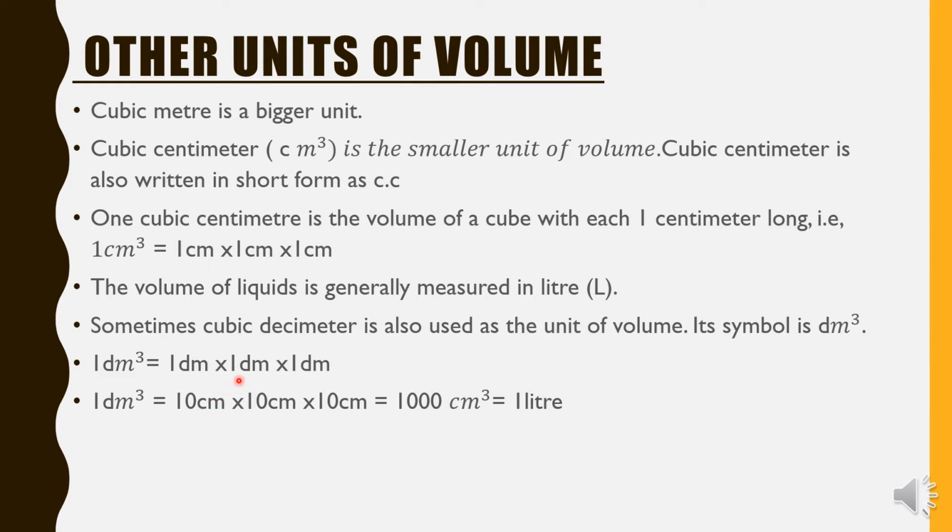So in place of the second 1 decimeter, we can write 10 centimeter. Again, in place of the third 1 decimeter, we can write 10 centimeter. So 10 centimeter comes 3 times. How many zeros are there? 3 zeros are there. When 10 centimeter is multiplied by 10 centimeter multiplied by 10 centimeter, it comes to 1000 centimeter cube, and 1000 centimeter cube equals 1 liter. Okay.